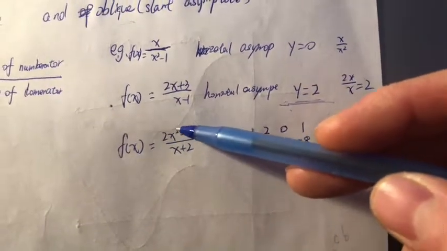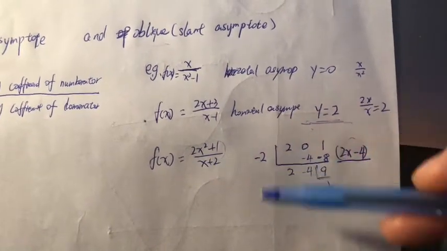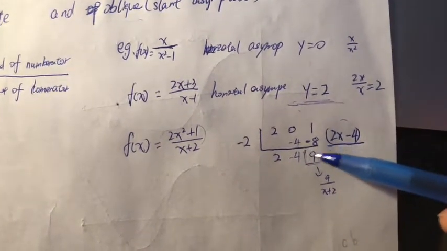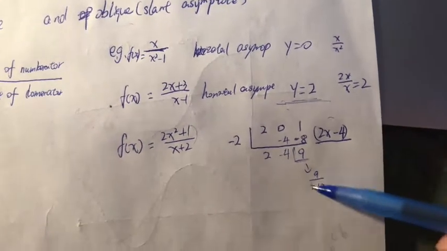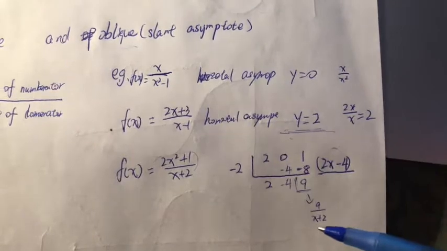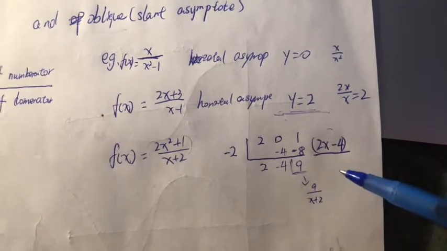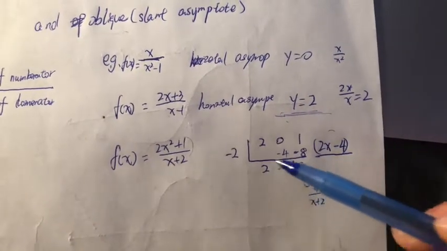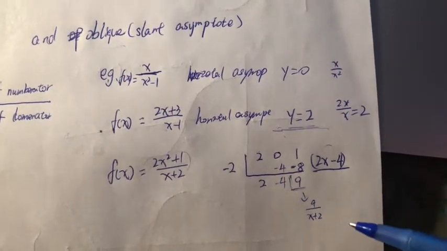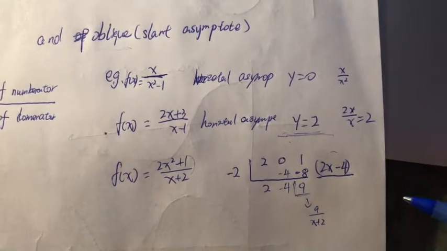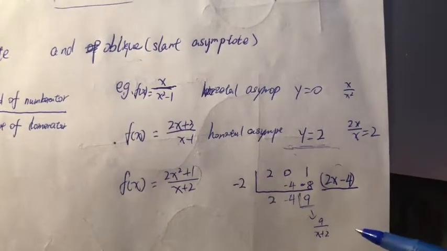The numerator can be divided by the denominator. I don't really worry about the remainder, because for this function you're considering the infinite part. Let's say x is a trillion, then the remainder is going to be a small number. So in the end, we just worry about this part and don't worry about the leftover remainder. Then you have an oblique asymptote.